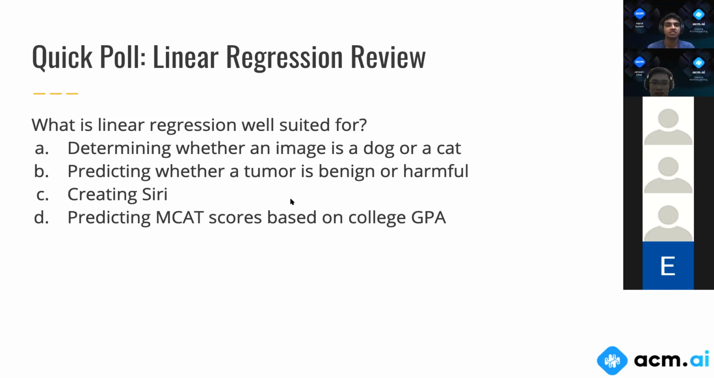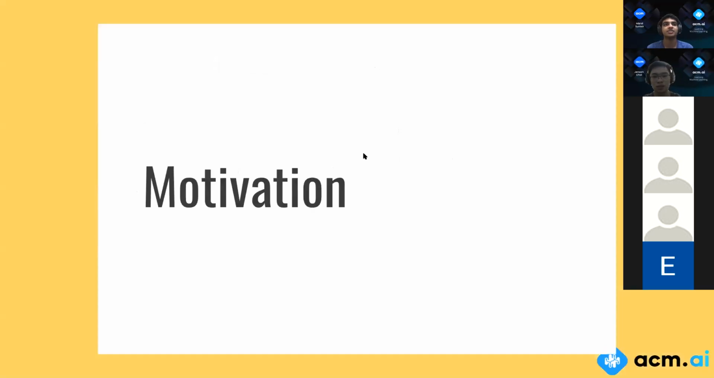And then the first two are actually not regression tasks. They're actually classification tasks. So is it a dog or a cat? Is it not like a continuous number? It's like, is it in bin 1 or bin 2? And same for benign or harmful. Is it bin 1 or bin 2? So those are not linear regression examples. But they are the topic of today, which is logistic regression.